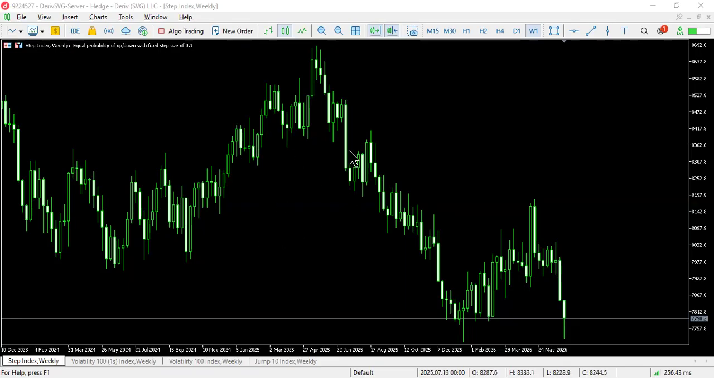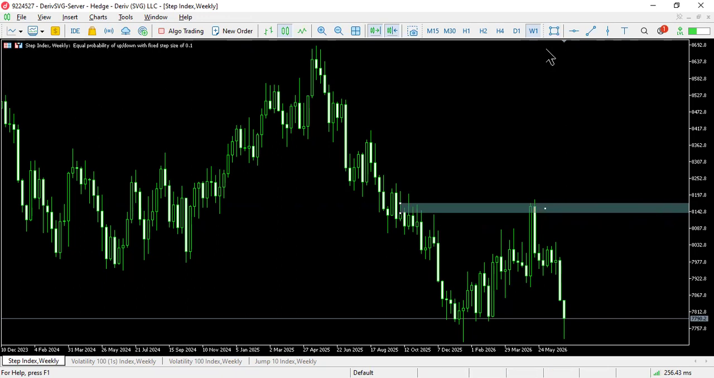So for this episode, we're beginning with step index, and as always, we begin analyzing from the weekly time frame by marking our key zones, supply and the demand zones. So we have a supply up there, and then down here we have a demand zone that is forming.